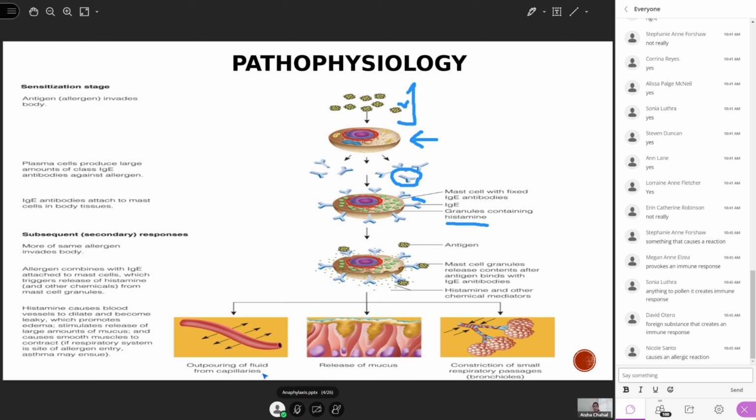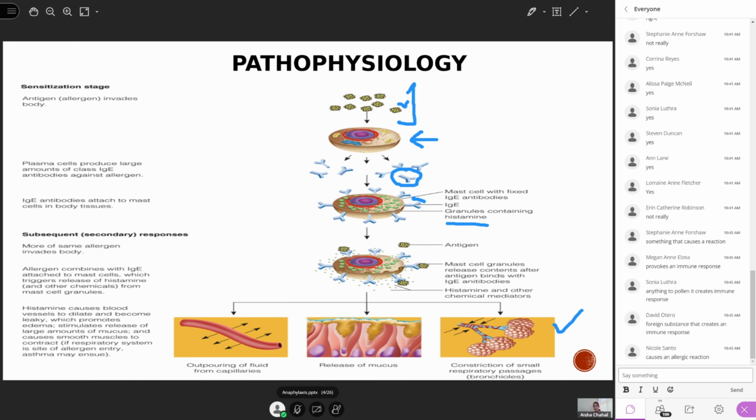It causes outpouring of fluid from capillaries. So what does histamine do? It dilates our capillaries, okay? That's how we get the systemic reactions from allergen. It dilates the capillaries and increases their permeability. So more of the blood or the serum from the capillaries is going to start moving out of the capillaries into the interstitial space, into the connective tissue, soft tissue. And it causes release of mucus, and histamine also causes the constriction of the respiratory passages, okay?